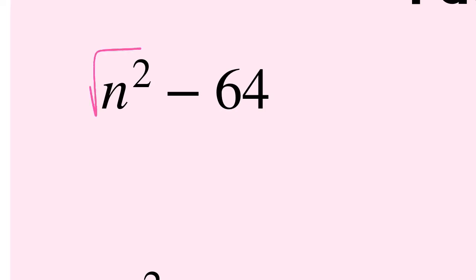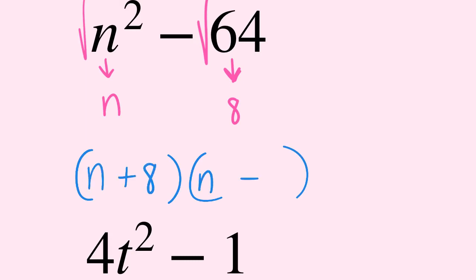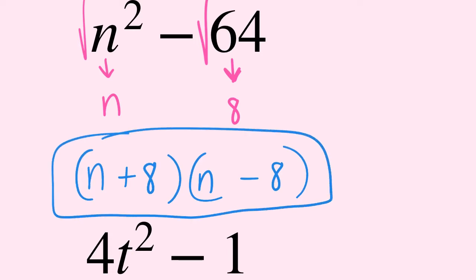What's the square root of n squared? Well, that would just be n, right? n times n is n squared. And then what's the square root of 64? You should probably know that one. The square root of 64 is 8. So we found our two square roots, and then we can just go ahead and write out the factors. So one's going to be a plus, one's going to be a minus, and then we would have n and 8. And that's it. So difference of squares, they're pretty quick to factor. All you've got to do is find those square roots, and then you're good to go.